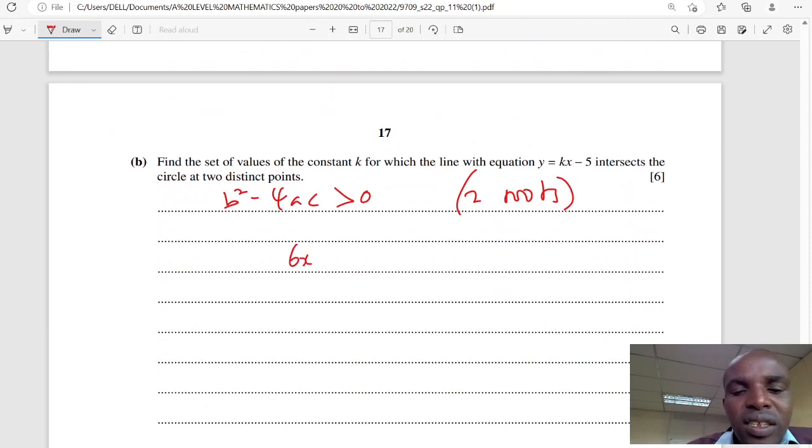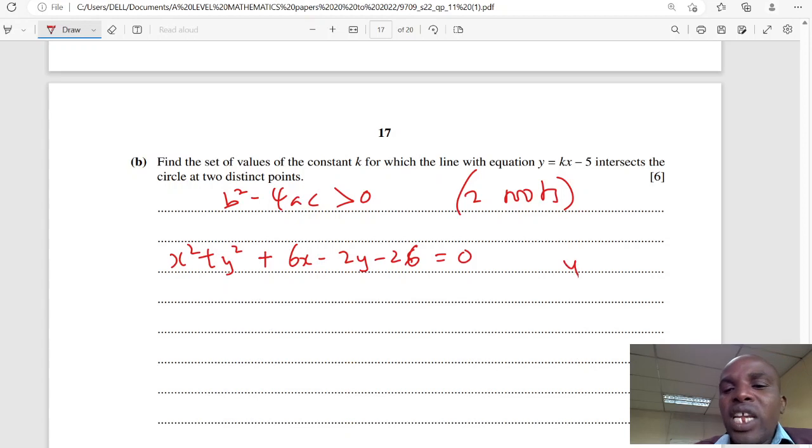6x minus 2y minus 26. So it's x squared plus y squared, then plus like this. Then we have this line y = kx minus 5. To find the coordinate points of intersection, solve these simultaneous equations. Use substitution. So this will be equation number 1, equation number 2.